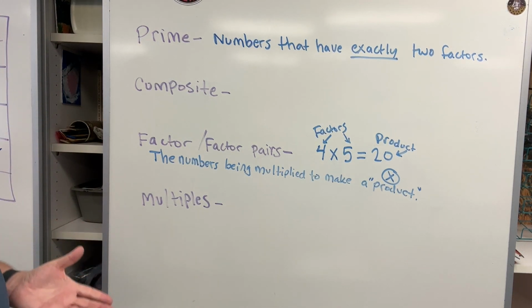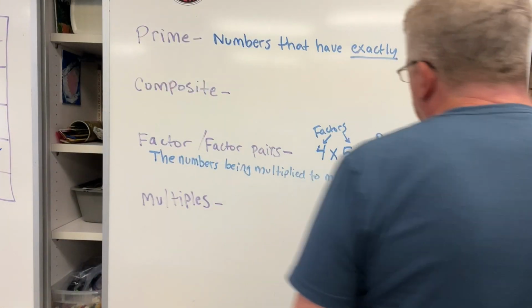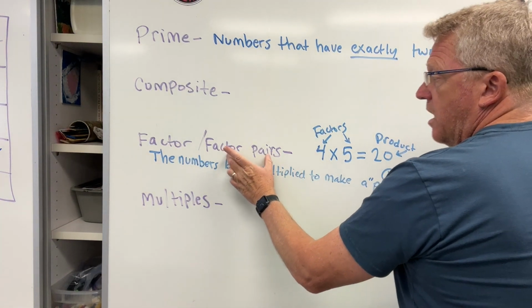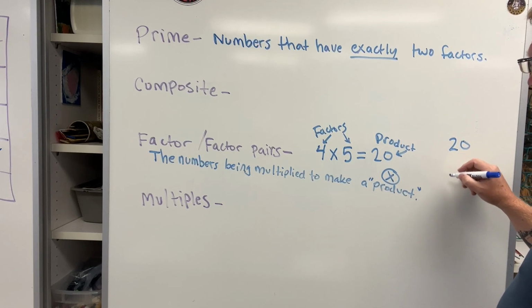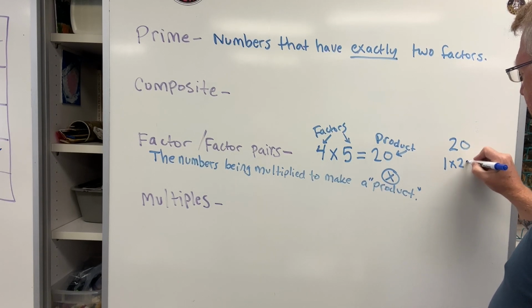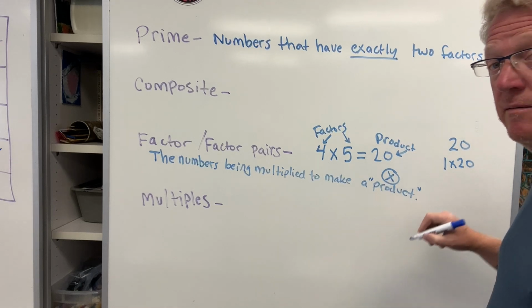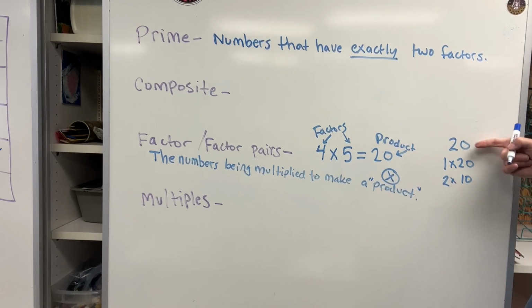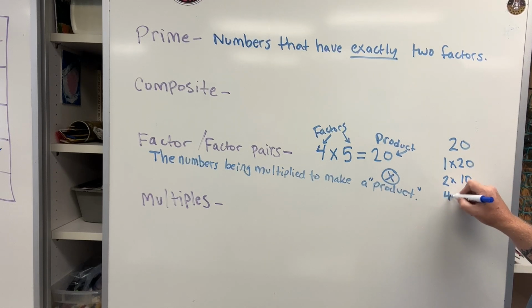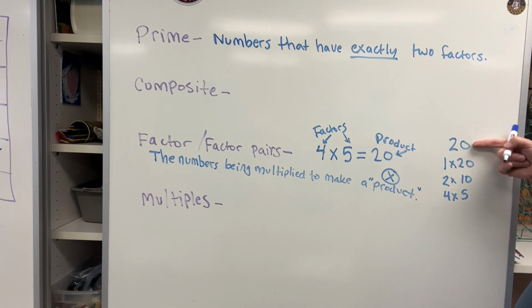So then if I were making my list of all of my factor pairs of 20, I would list 1 times 20 as a factor pair of 20. I would list 2 times 10 as a factor pair for 20. And 4 times 5 as a factor pair for 20.